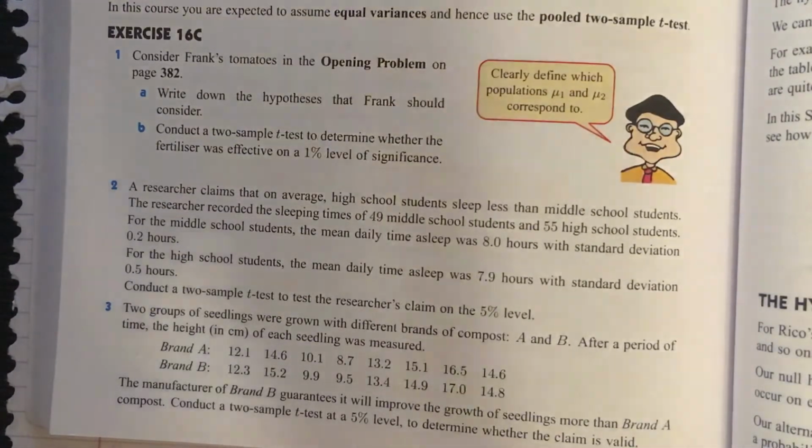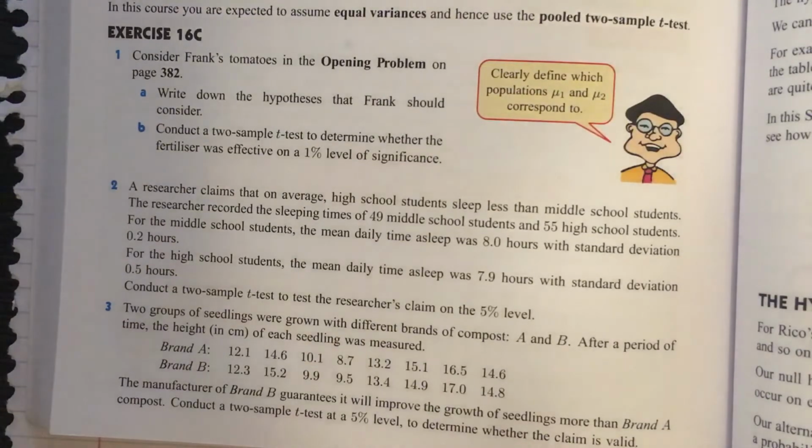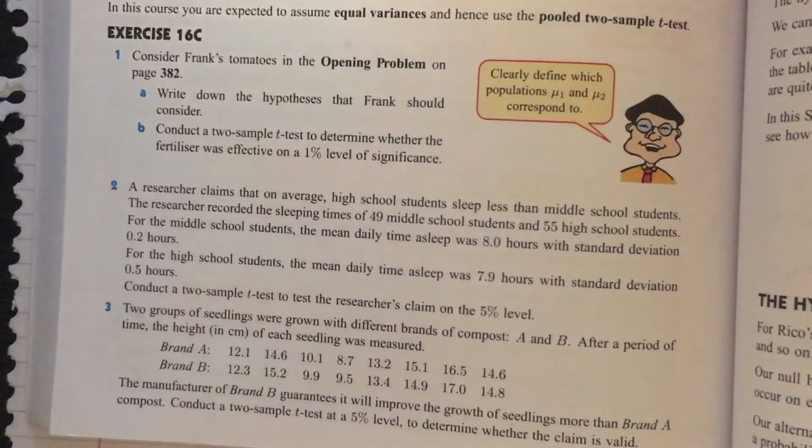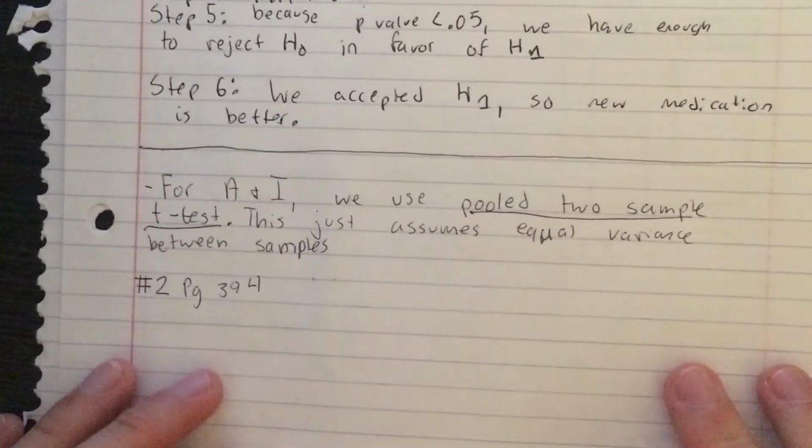So the researcher recorded the sleeping times of 49 middle school students and 55 high school students. For the middle school students, the mean daily time of sleep was 8 hours with a standard deviation of 0.2. For the high school students, the mean daily time of sleep was 7.9 hours with a standard deviation of 0.5. We want to conduct a 2-sample t-test to test the researcher's claim on the 5% level.